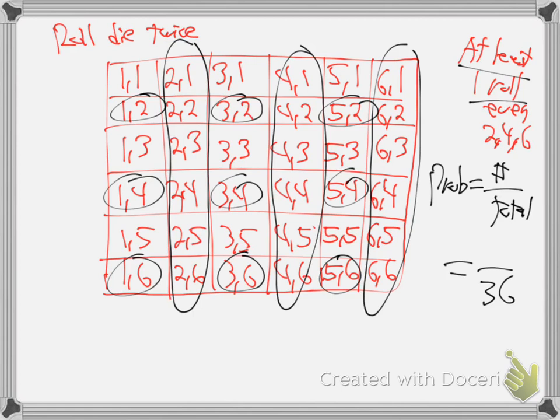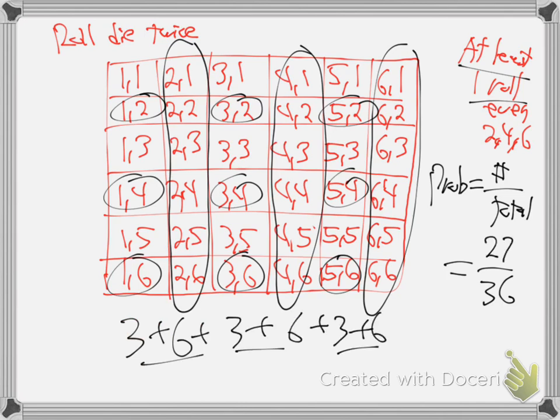And how many of them have a number being even? Well, there's 3 in this one, 6 here. Let's add these up. 3, 6, 3, 6. That's really 9, 9, 9, 27, 36. Yeah, and then reduce that. You're right on. Reduce, divide by 9, divide by 9. 3/4. The probability, if you roll 2 dice, you're going to get one of the 2 numbers being even, is 3/4.